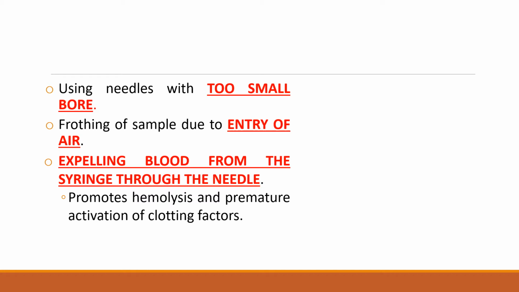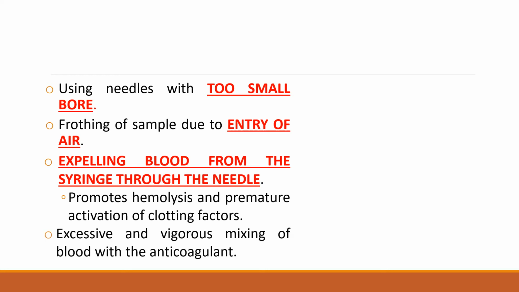They just directly insert the needle into the evacuated tube and allow the vacuum to suck the sample from the syringe. Now, there are cases wherein after the sample has been transferred from the syringe to the evacuated tube, the sample may be clotted or sometimes hemolyzed. And if that happens, that would also lead to the premature activation of your clotting factors. And lastly, excessive and vigorous mixing of blood with the anticoagulant.